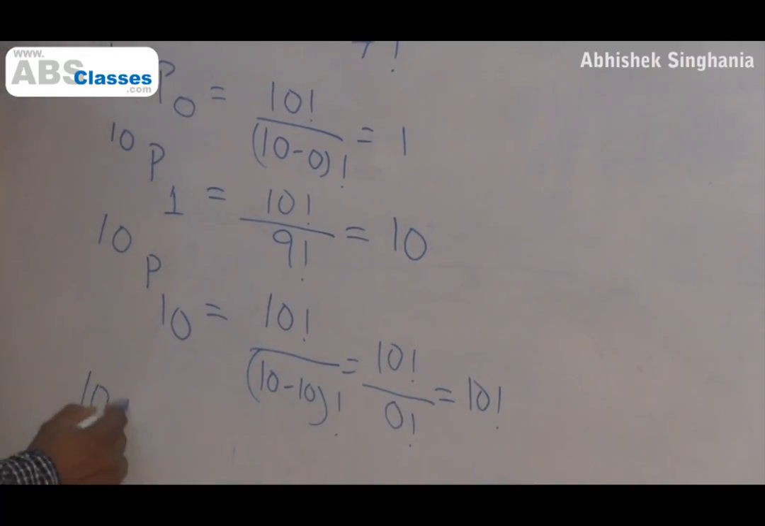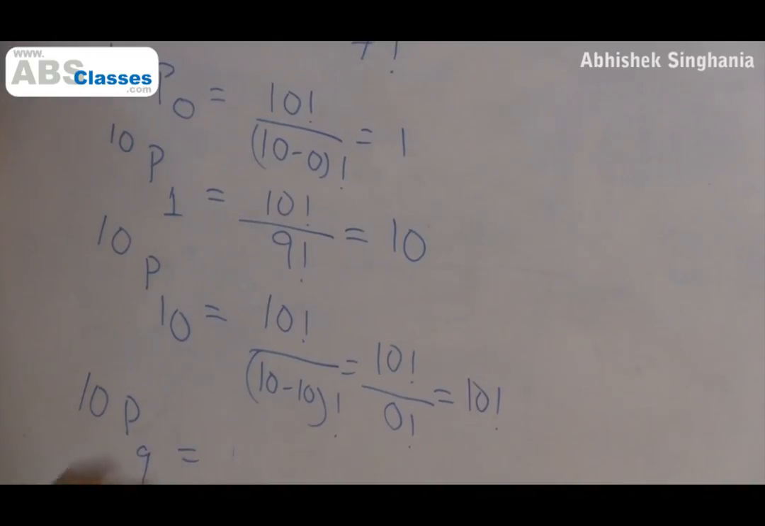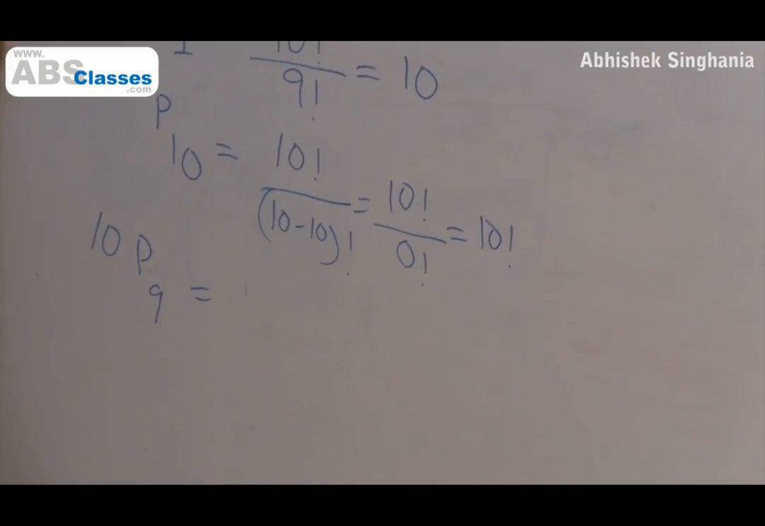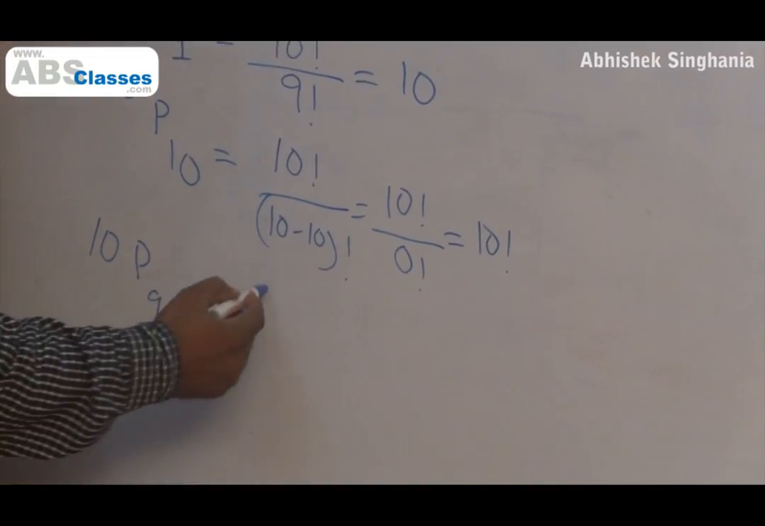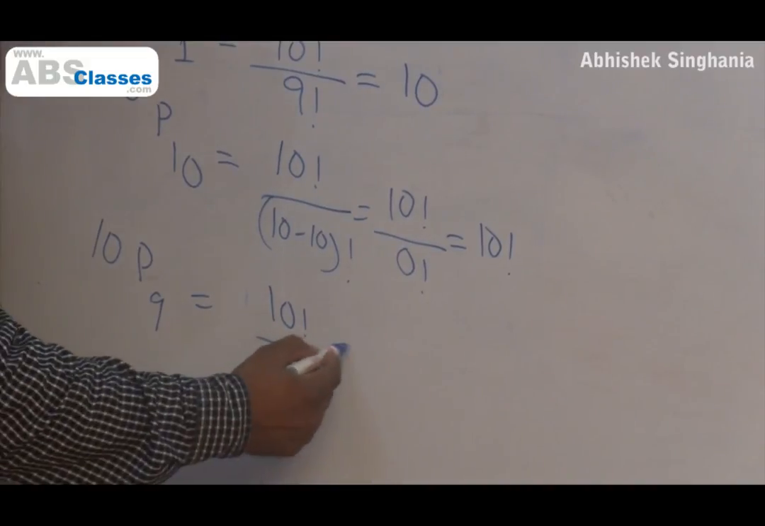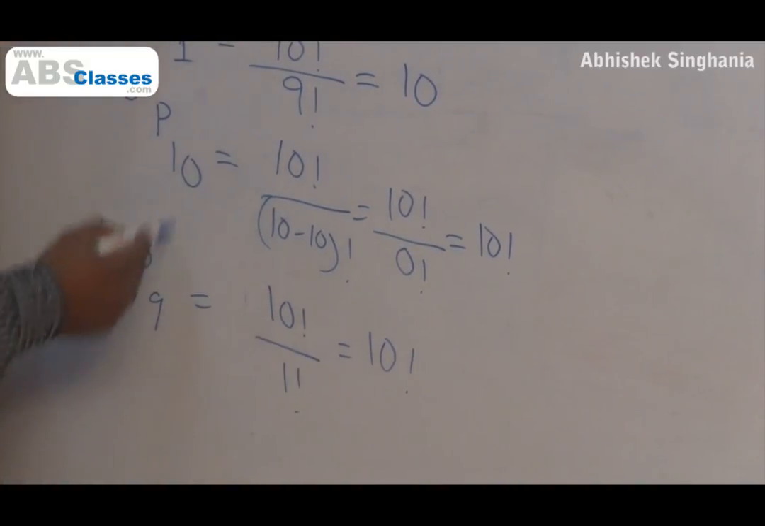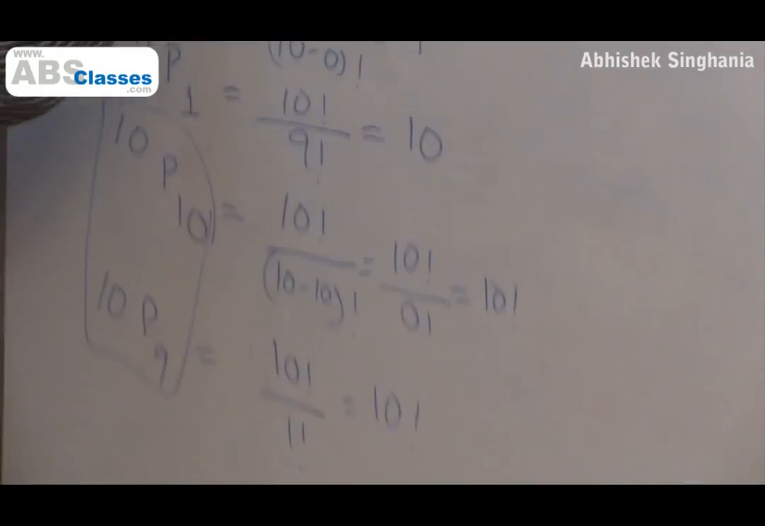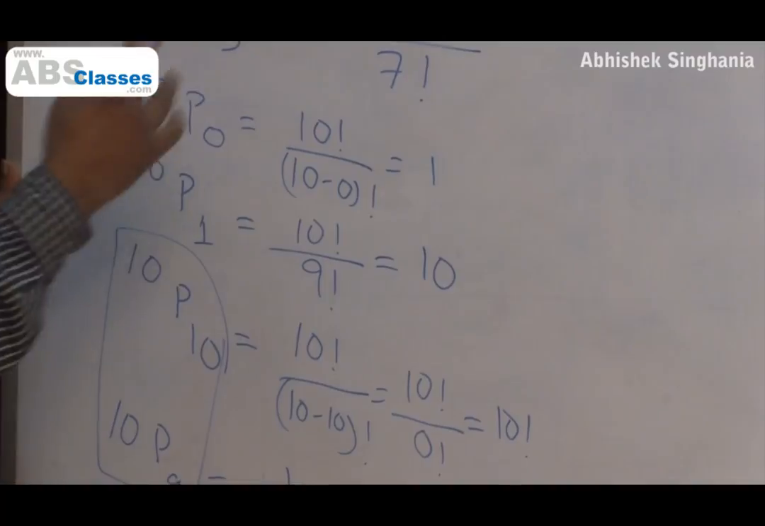And if I have to select 9 out of 10, which basically means reject 1 item. Select everything bar 1. Then what is the answer? Let's use the formula again. 10 factorial by 10 minus 9, which is 1 factorial, which is equal to 10 factorial. So as you can see, 10P10 and 10P9 are same, which means nPr is same as nPr minus 1.